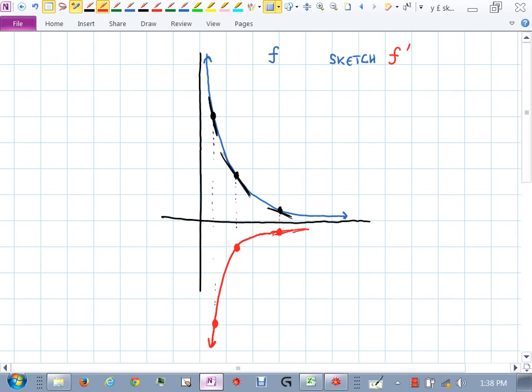When you connect these together, that red graph is always below the x-axis, which means it's negative. That corresponds to the fact that that blue graph always has negative tangent lines. Question? Questions?